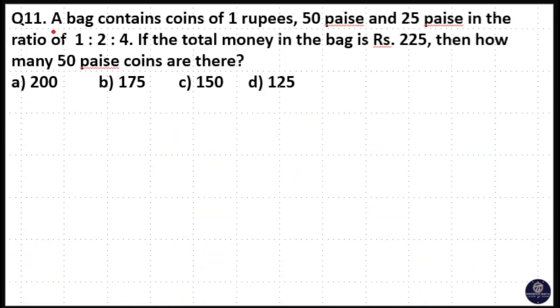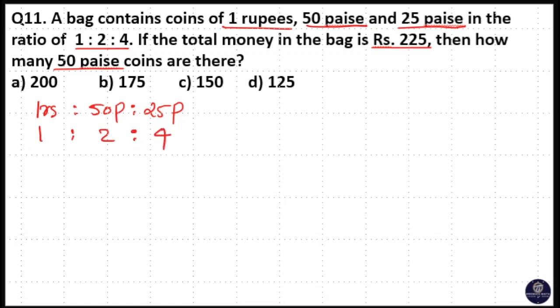So next is question number 11. A bag contains coins of 1 rupee, 50 paise and 25 paise in the ratio of 1:2:4. If the total money in the bag is rupees 225, then how many 50 paise coins are there? So we have 1 rupee, 50 paise and 25 paise coin. So number of coins are in the ratio 1:2:4. Here we know total money in the bag is 225 and that's why I am multiplying a factor, that is 1x, 2x, 4x. Number of coins are in 1x, 2x, 4x ratio.